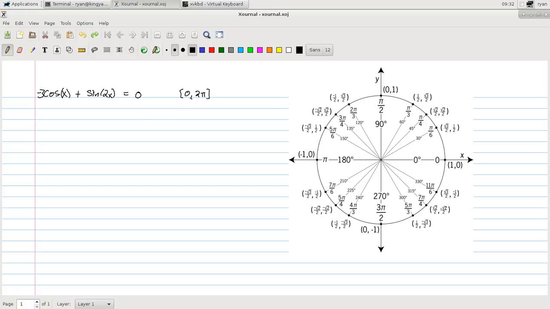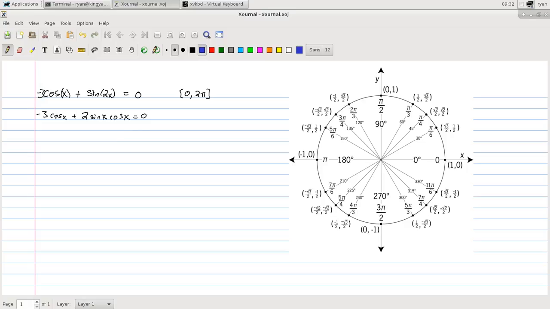Find all values between 0 and 2 pi that solve the equation negative 3 cosine x plus sine 2x equals 0. I see first that we've got two different angles in this problem. We can fix that by using the double angle formula for sine. So we can keep the negative 3 cosine x and then replace sine 2x with 2 sine x cosine x. Now everything is in terms of just the angle x.